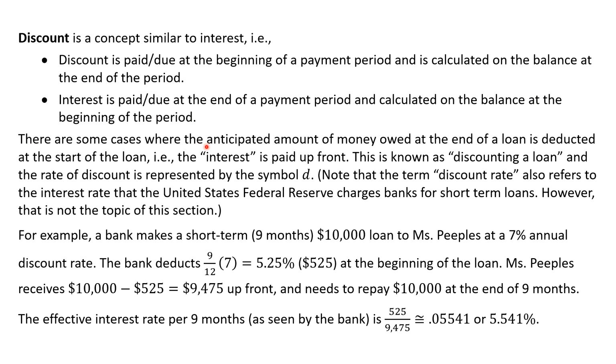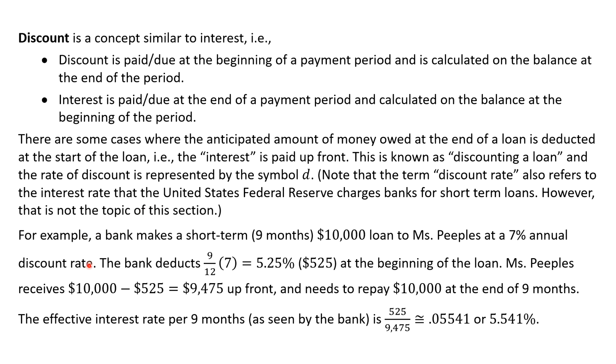There are some cases where the anticipated amount of money owed at the end of the loan is deducted at the start of the loan, i.e. interest paid up front. This is known as discounting a loan, and the rate of discount is represented by the symbol D. So one caution here, you might hear the term discount rate in conjunction with the United States Federal Reserve. That's the amount it charges banks for short-term loans. And that's not what we're talking about here, just to clarify.